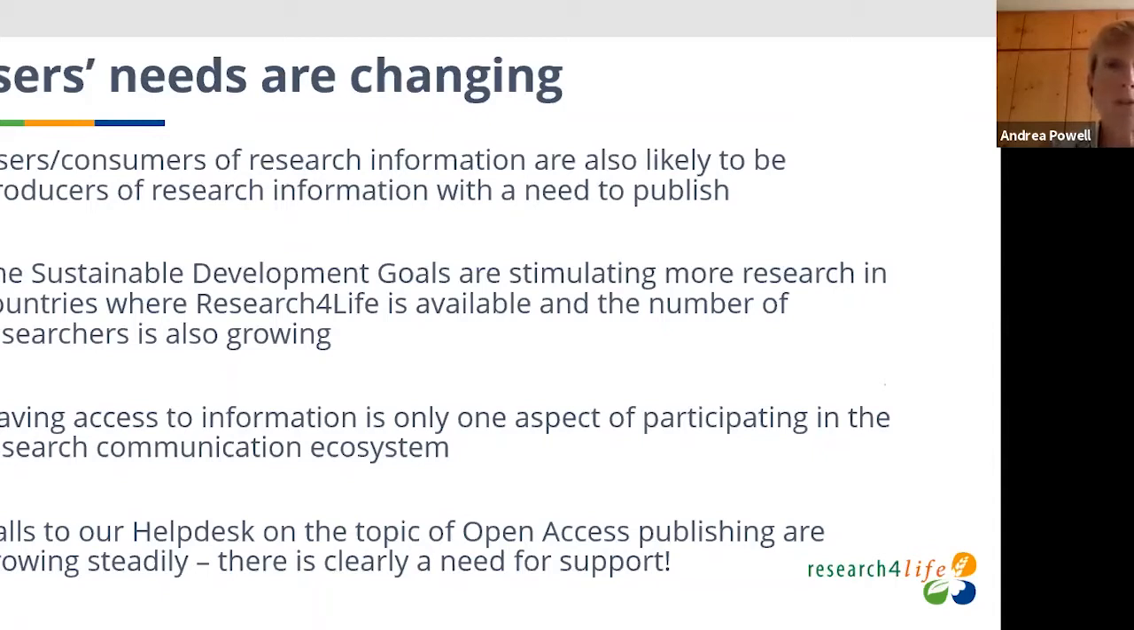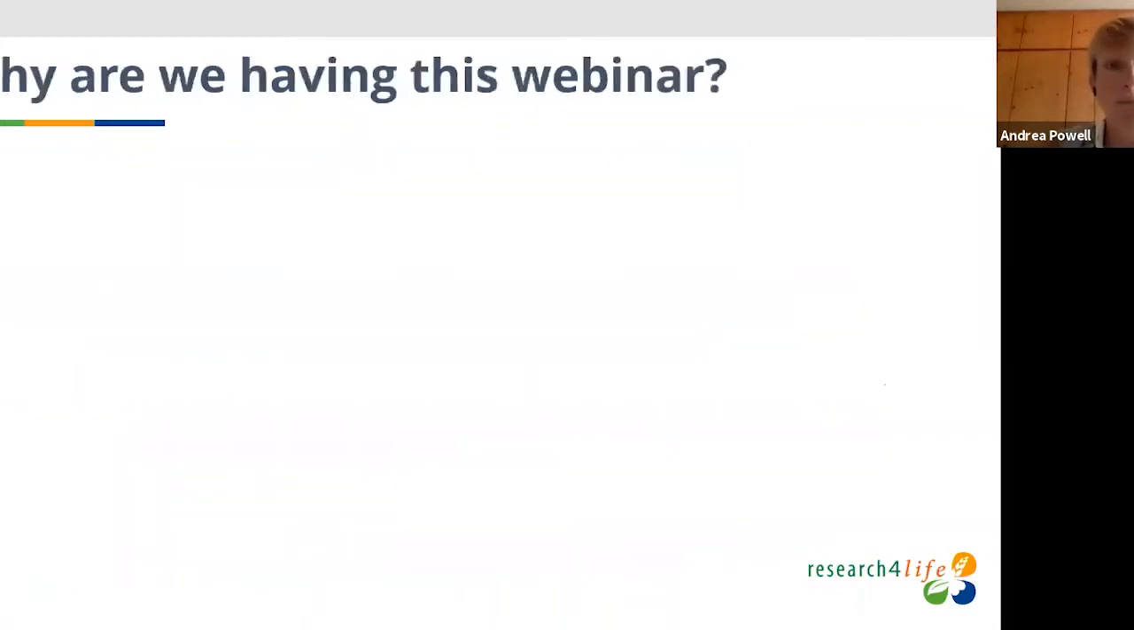And of course, having access to information is really only one aspect of participating in the research communication ecosystem. Having access to information should not be an objective of the development community. It's not an outcome of development, but it's a catalyst for further development. Without access to information, progress is severely limited. But it is only one part of the picture.